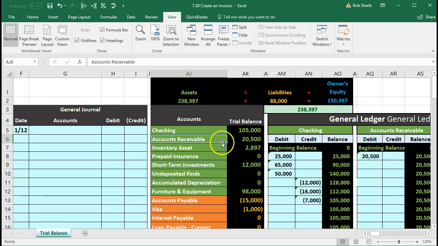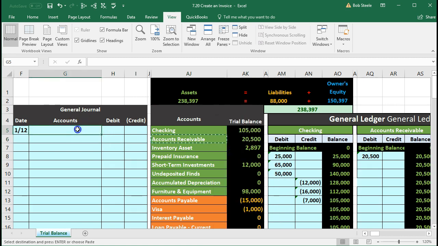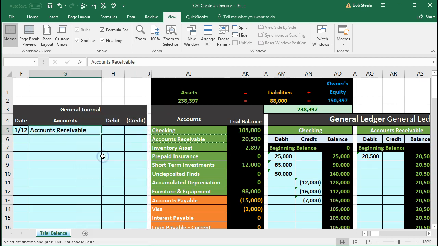So we are owed money. The receivable is a debit balance account. We need to make it go up. So we're going to do the same thing to it, which in this case is another debit. So we will copy the receivable in AJ6, right-clicking and copying. Going to put that into G5, right-clicking and pasting 1, 2, 3.